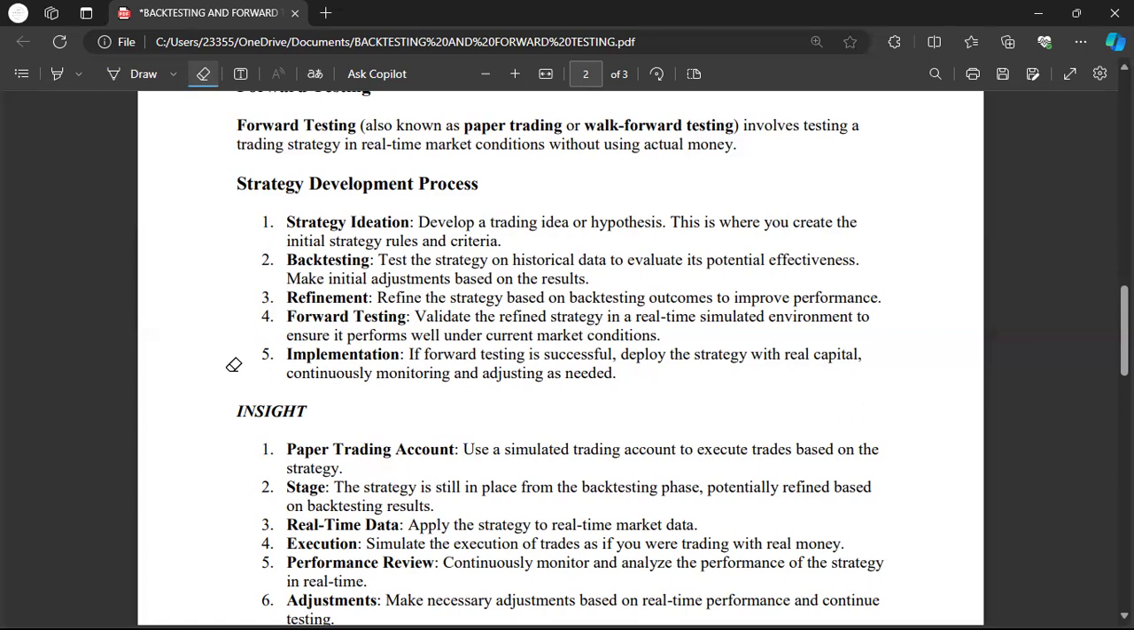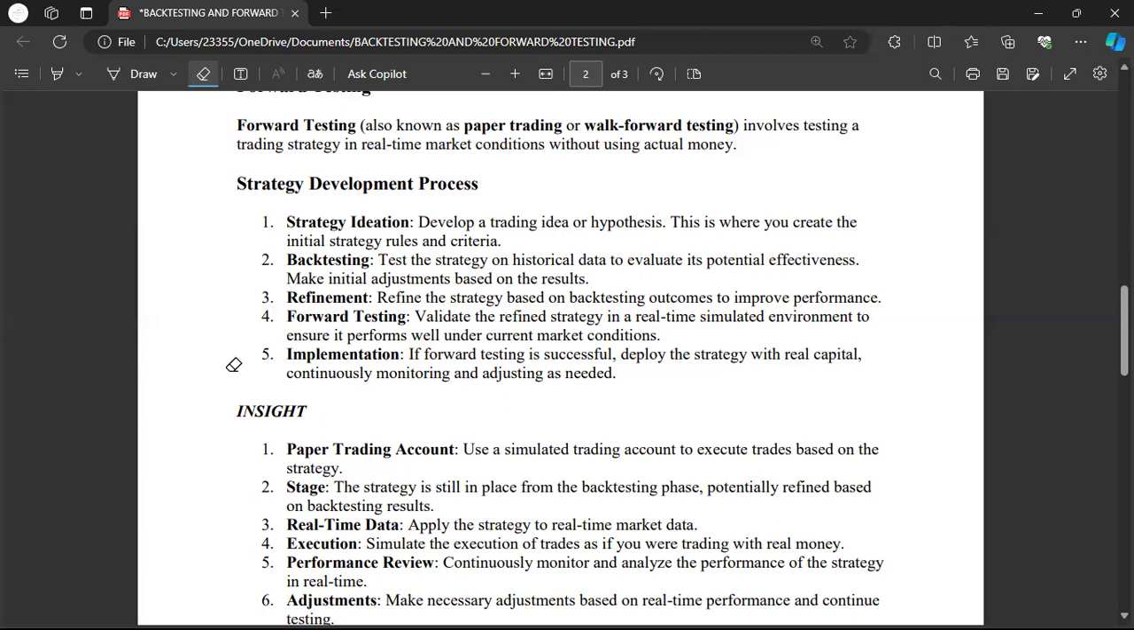Now we come to what? Back testing of that strategy that you have. So you see that even for forward testing, you have to do what? Back testing. Right? Before you can do forward testing, you must have already done your back testing. So that is what I meant by forward testing being a subset of back testing. Now, back testing: test the strategy on historical data to evaluate its potential effectiveness. We have looked at that. That is how we move forward.